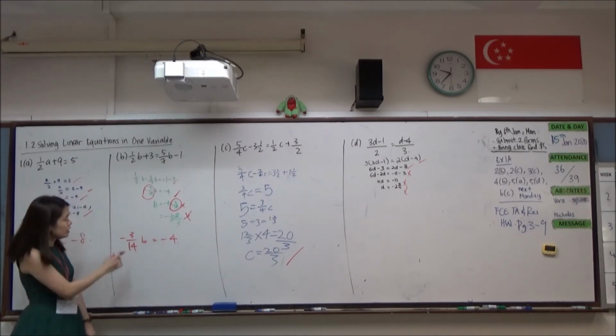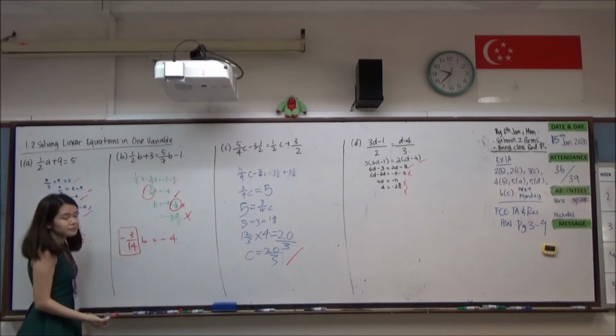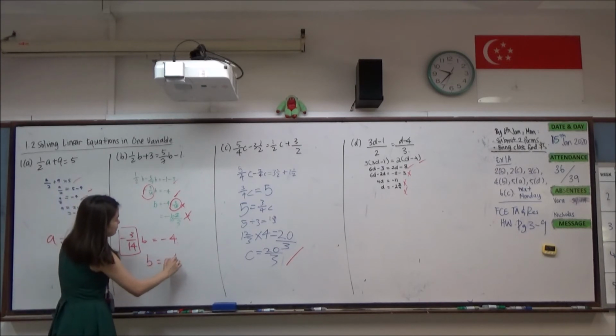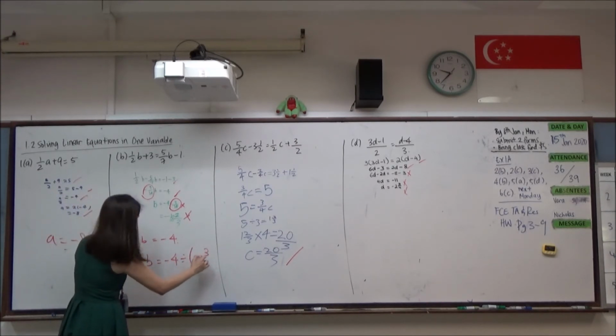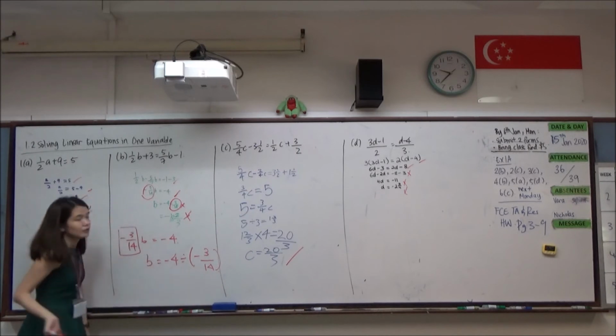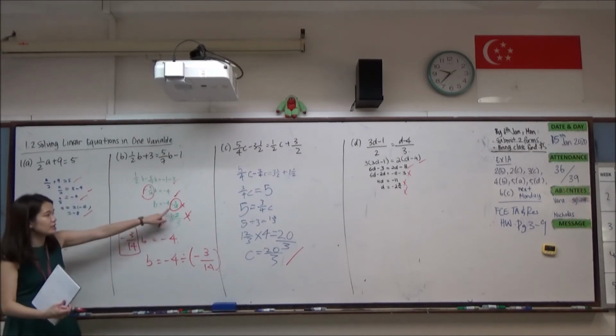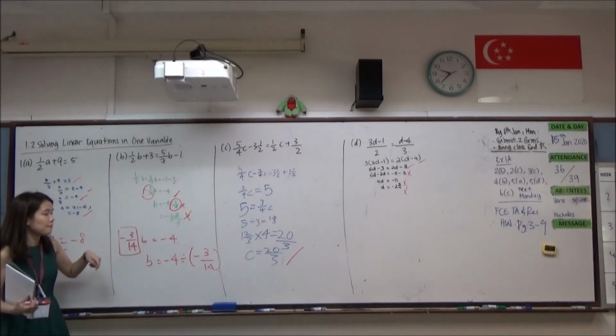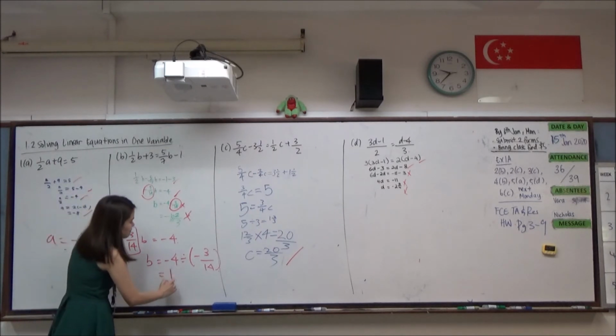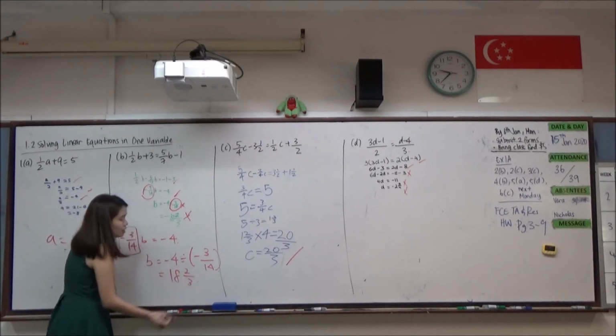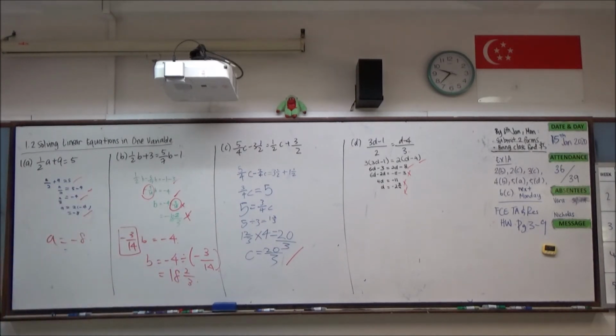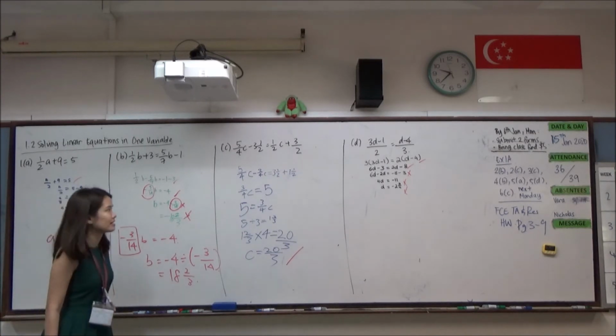So it is a negative number over here. So B would have been negative 4 divided by negative 3 over 14. Whereas what was presented here is that it is a positive number. So technically the answer should have been a positive 18 and 2 over 3. You understand? Remember, this is the negative number. It is not an operation sign. It's not a minus or plus.